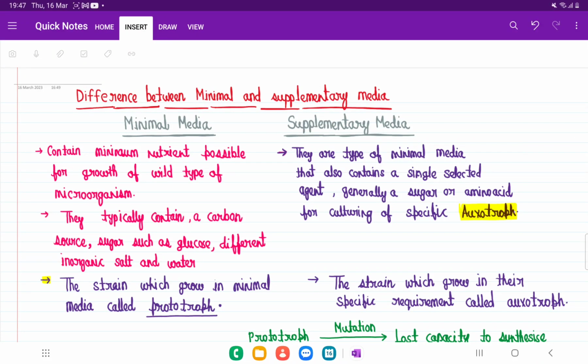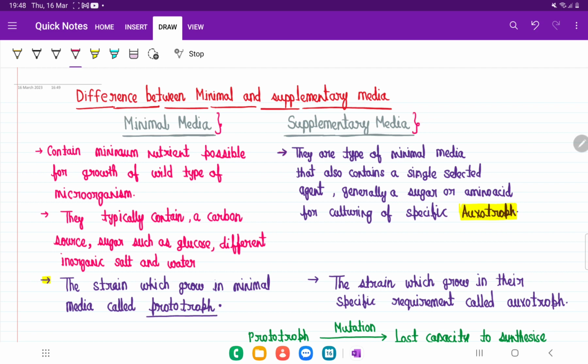Culture media is artificial food, used for the growth of microorganisms like bacteria. Now this culture media we can divide into two types. First is minimal media, another one is supplementary media. There is a great difference between minimal media and supplementary media.